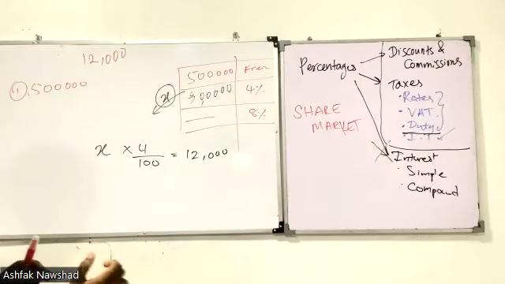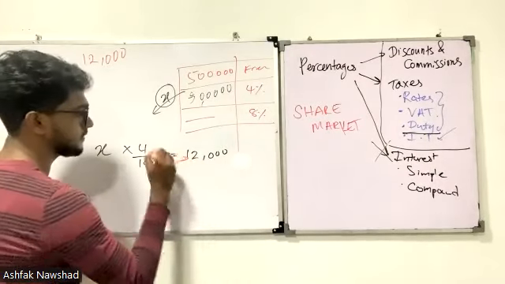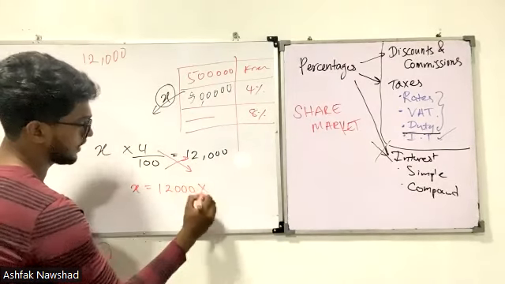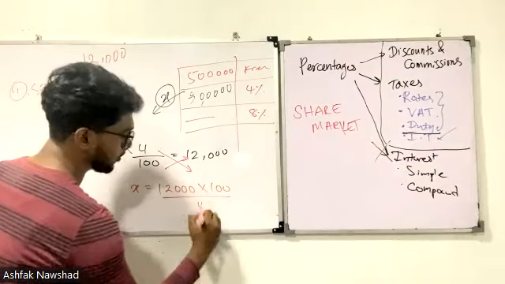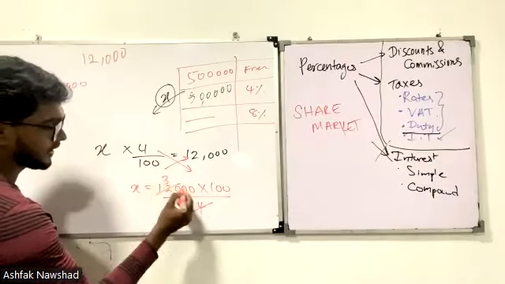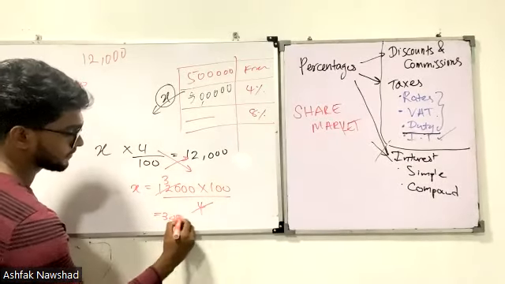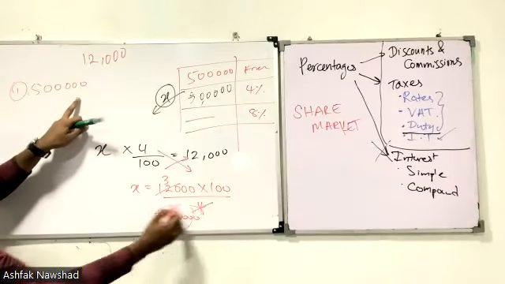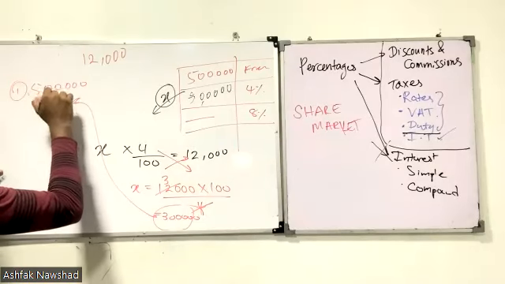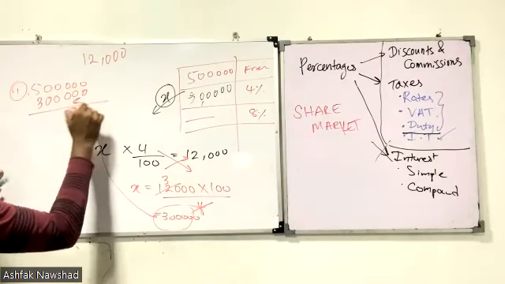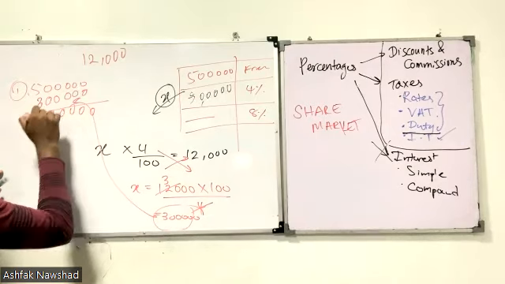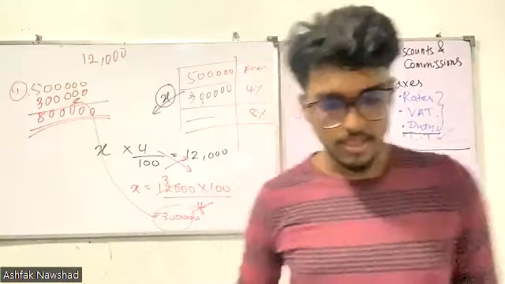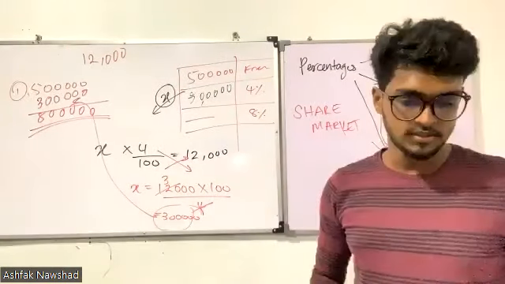By cross multiplying this, we'll get X as 12,000 into 100 divided by 4, which means it's 300,000. So he earns 500,000 and he also earns 300,000 in extra. So what's his income? 800,000. Can you believe that they give 10 marks for doing these 3 questions?